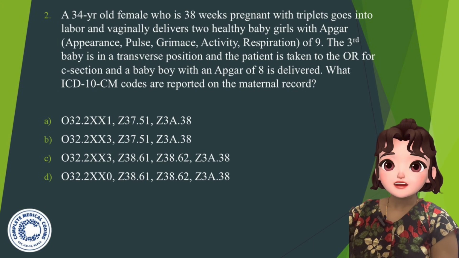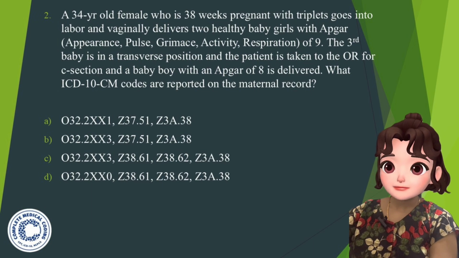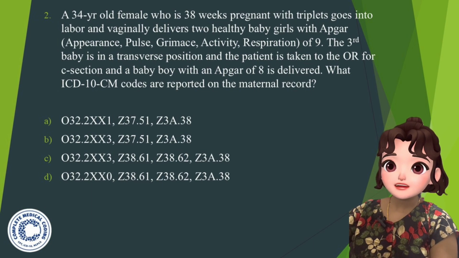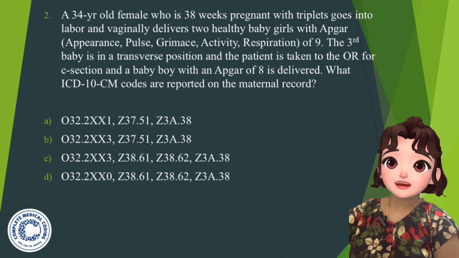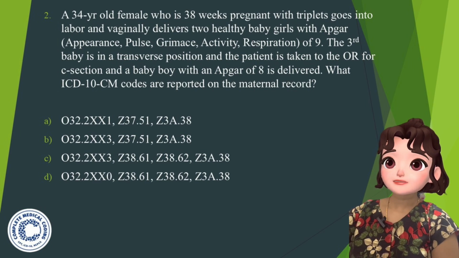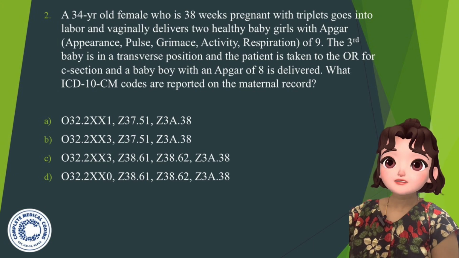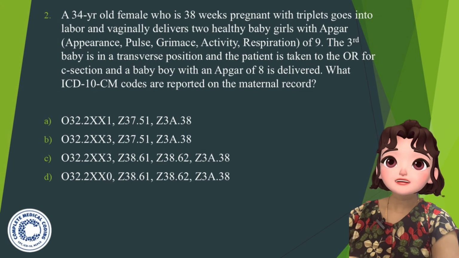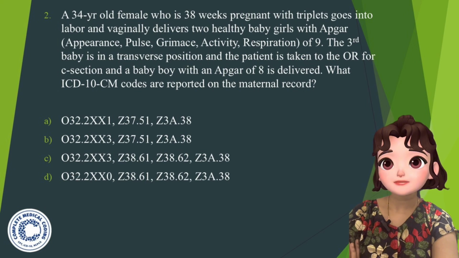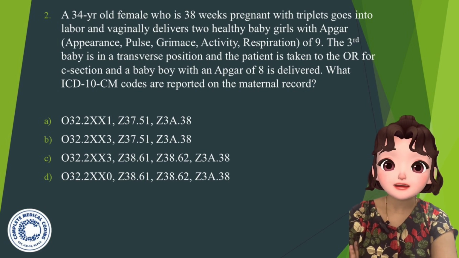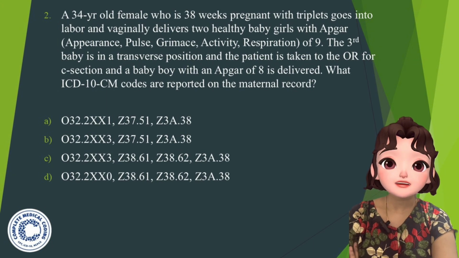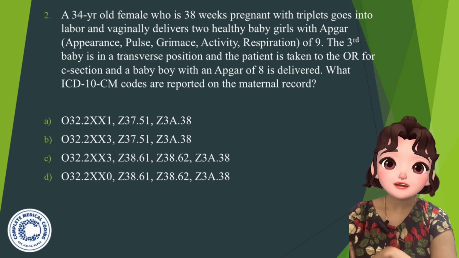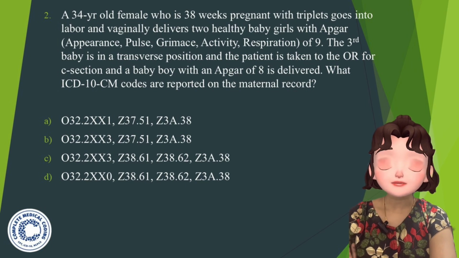Still, let's check the other codes in option C. Z38.61 and Z38.62. Z38.61 means triplet live-born infant delivered vaginally, and Z38.62 means triplet live-born infant delivered by cesarean. You should not code this, because Z38.61 means all 3 babies were delivered vaginally, and Z38.62 means all delivered by C-section. That is the meaning of these codes.